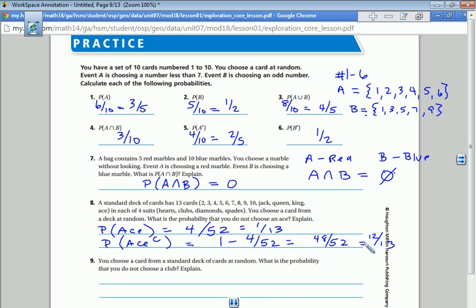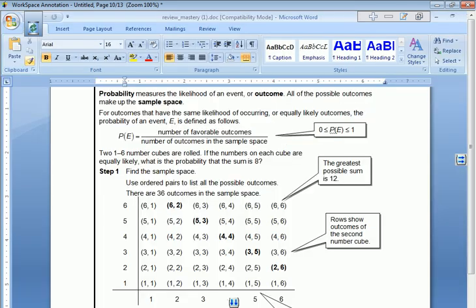So for complements, can you just opt out? Yep. 1 minus. All right.